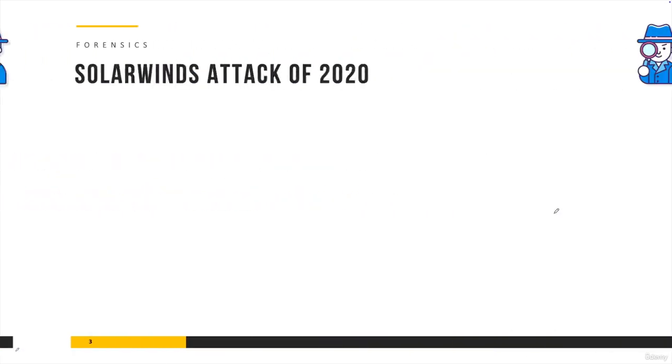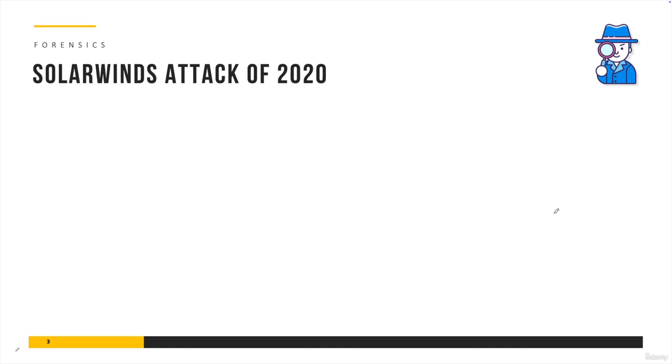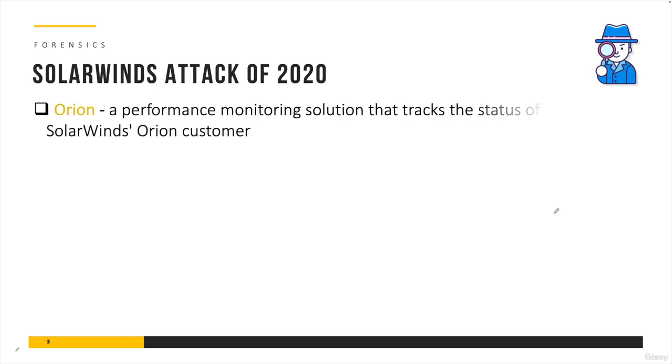Let's see an example. So let's discuss the SolarWinds attack of 2020. SolarWinds is a big player in the software world, and it suffered an attack that began in September 2019. Many of SolarWinds customers used a system called Orion provided by SolarWinds, which was basically a performance monitoring solution that tracks the status of SolarWinds Orion customers. And attackers targeted this particular software, and they basically inserted malicious code.